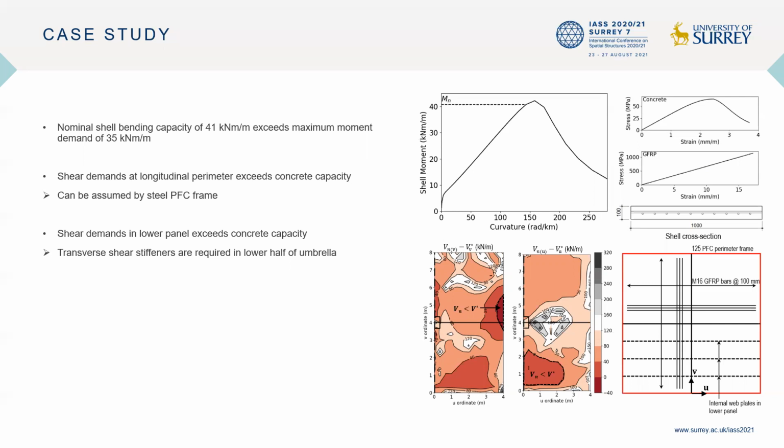However, shear demands are in excess of the concrete capacity along the edge and within the lower panel. This is where hydrostatic forces are highest. Therefore, additional transverse shear stiffness would likely be required within the lower half of kinetic umbrellas. Note, however, that shear demands along the longitudinal perimeter can be assumed by the steel PFC frame.